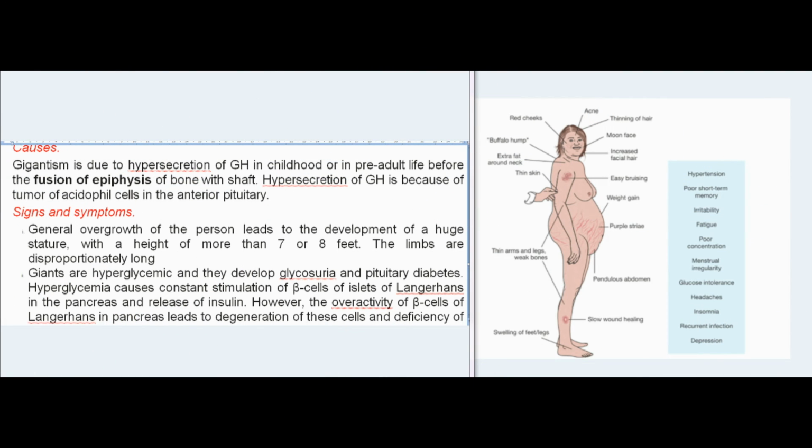Causes. Gigantism is due to hypersecretion of GH in childhood or in pre-adult life before the fusion of epiphysis of bone with shaft.